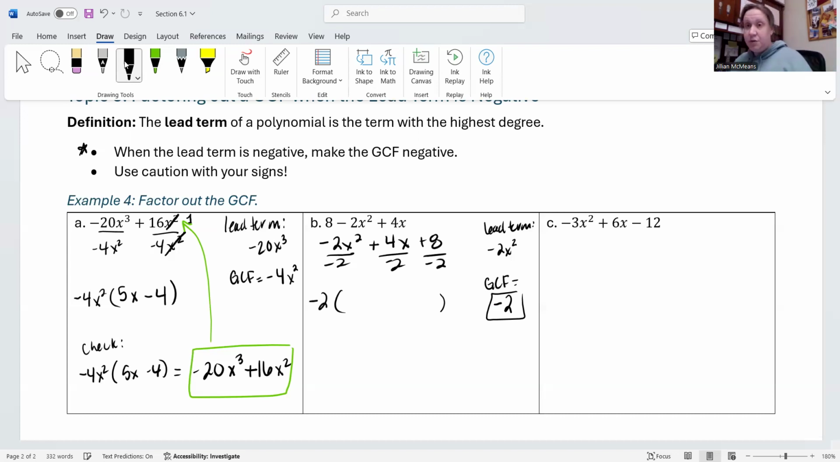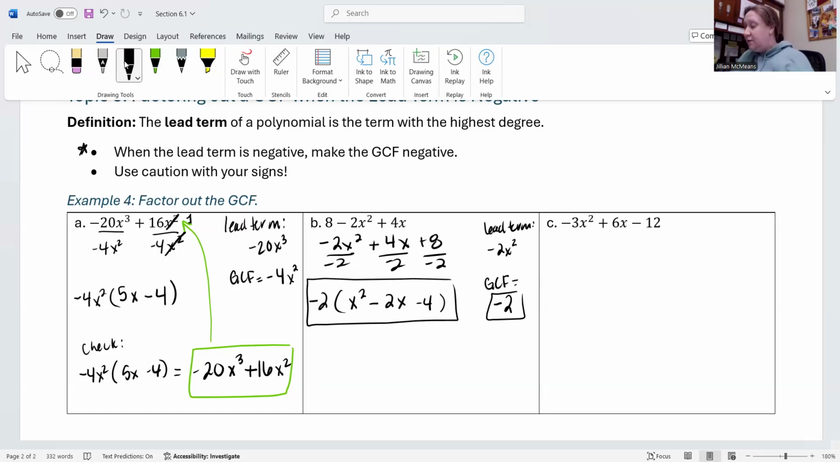So -2 divided by -2 on the first term is just +1. 1 times x squared is x squared. Positive 4x divided by -2. Well, 4 divided by -2 is -2, and then just bring down the x. And then 8 divided by -2 is -4. So that would be our final answer.